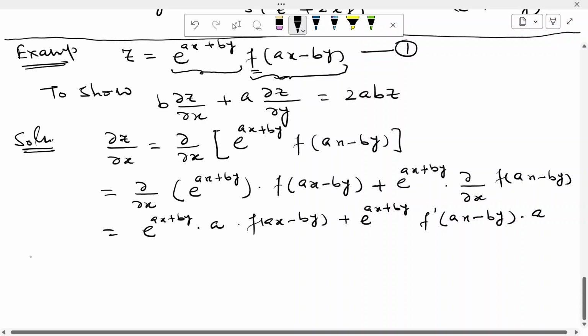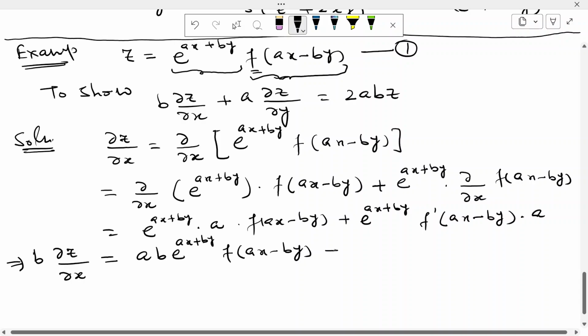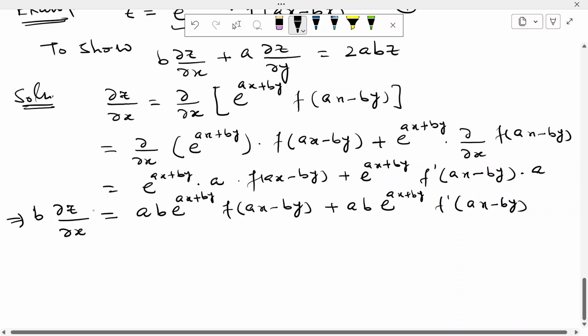So now we multiply, and this gives b times del z over del x as ab e to the power ax plus by f of ax minus by plus ab e to the power ax plus by f prime of ax minus by. So this is b times del z over del x.